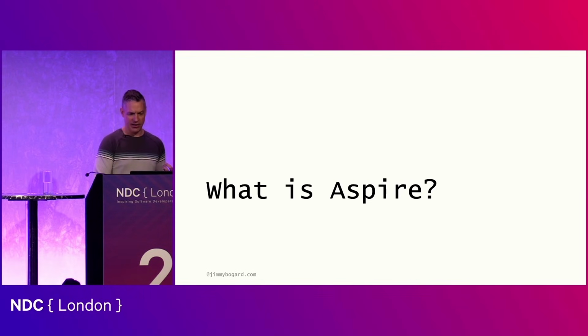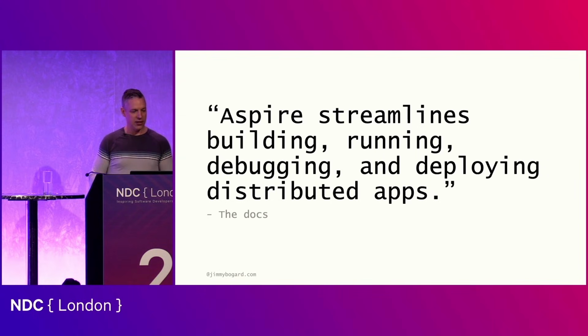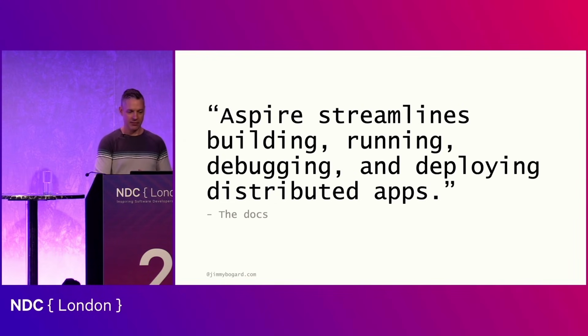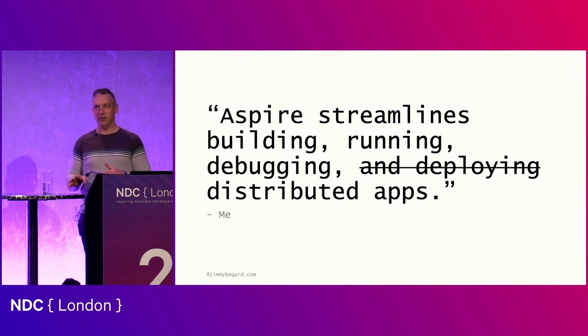Microsoft says from their docs that Aspire streamlines building, running, debugging, and deploying distributed apps. Now, of those 4 things, I've done the first 3. I have never attempted to use Aspire to deploy anything. The reason is that my clients and their environments are usually much more locked down, and so infrastructure components are usually going through a different process.